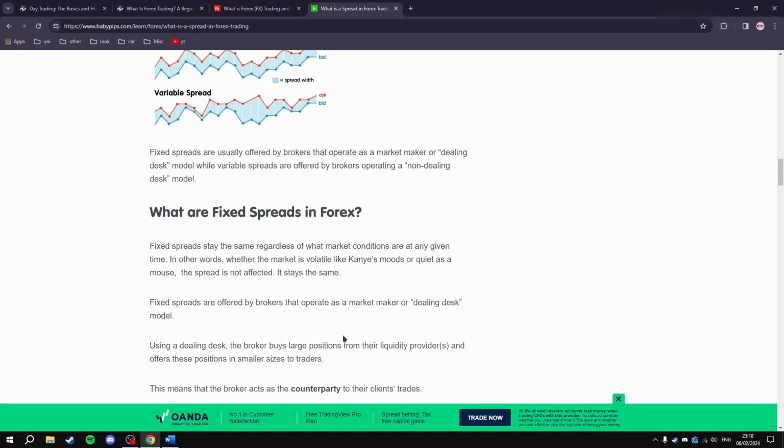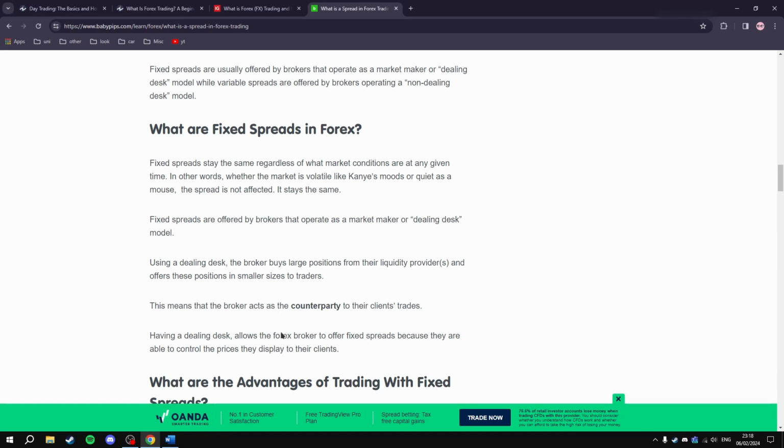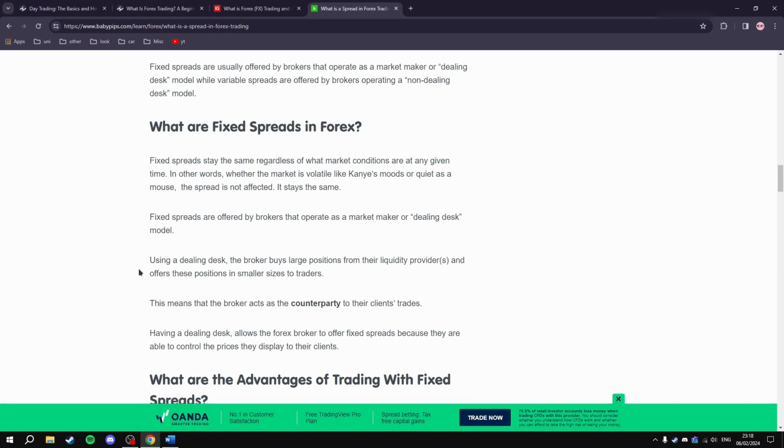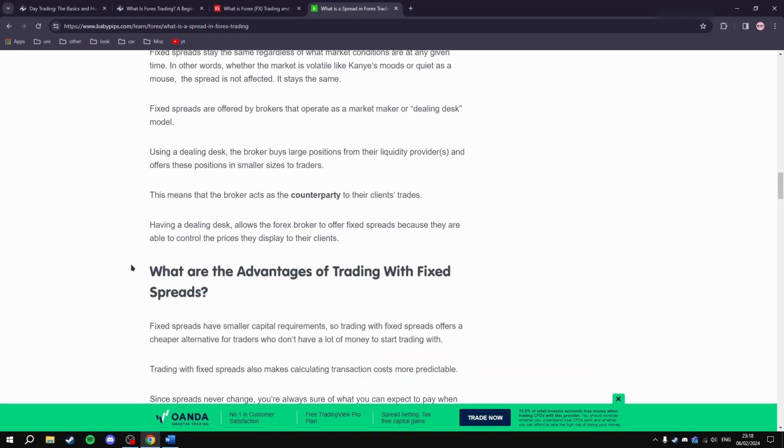Fixed spreads are offered by brokers that operate as a market maker or dealing desk model. Using a dealing desk, the broker buys a large position from the liquidity providers and offers these positions in smaller sizes to traders. This means that the broker acts as a counterparty to their clients' trades. Having a dealing desk allows a Forex broker to offer fixed spreads because they are able to control the prices displayed to their clients.